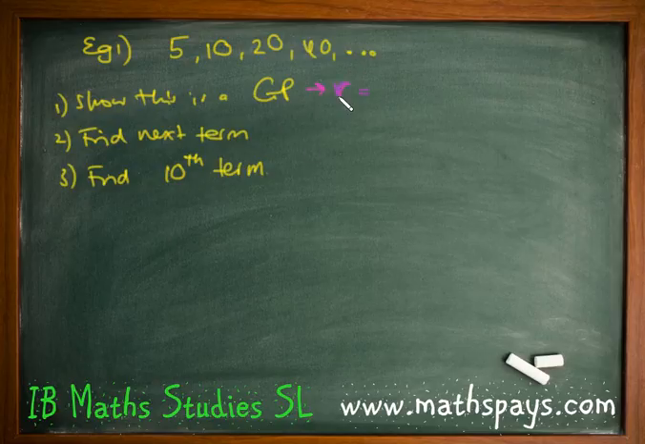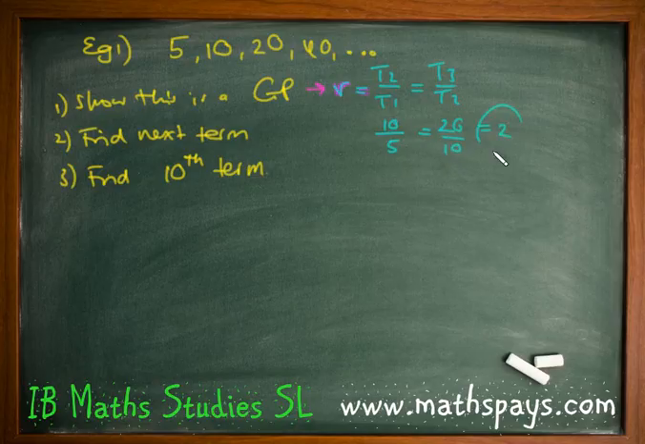we need to show that T2 divided by T1 is equal to T3 divided by T2. In this case, T2 is 10, T1 is 5, T3 is 20. 10 divided by 5 is 2. 20 divided by 10 is 2. Therefore, we have a common ratio of 2. We've shown, therefore, I'm going to write that word, common ratio. Therefore, it is a GP.